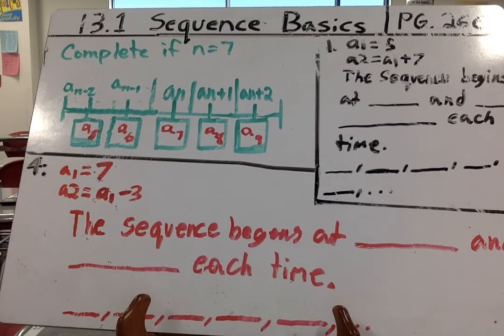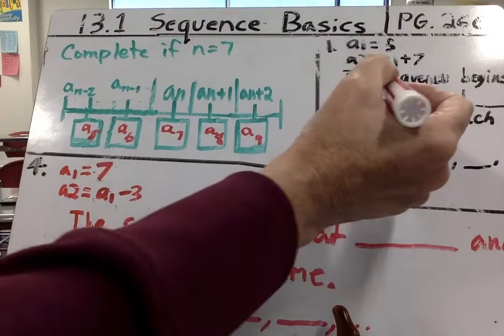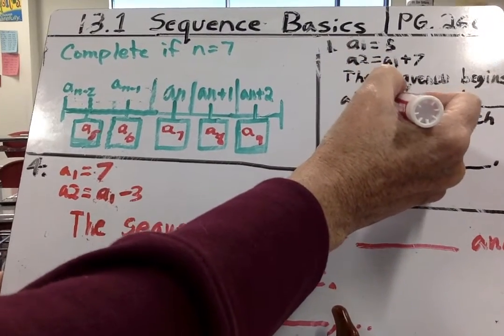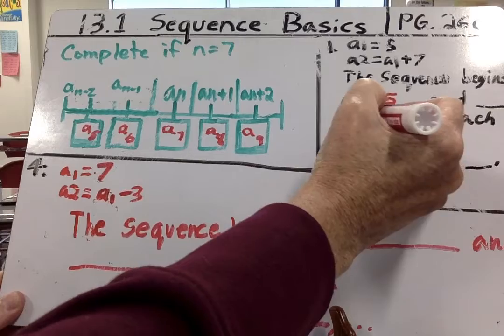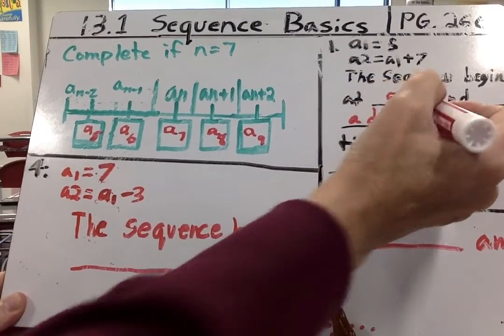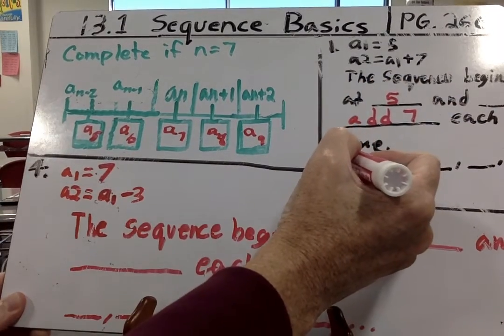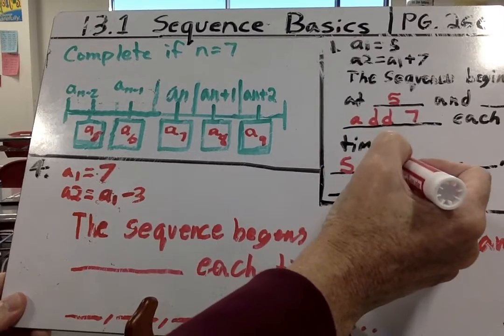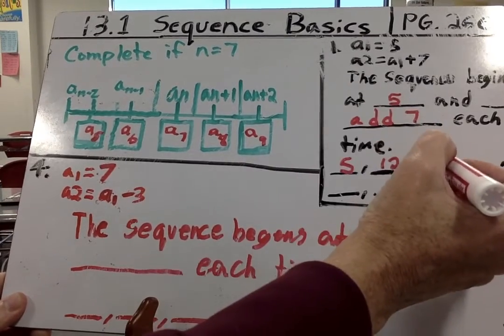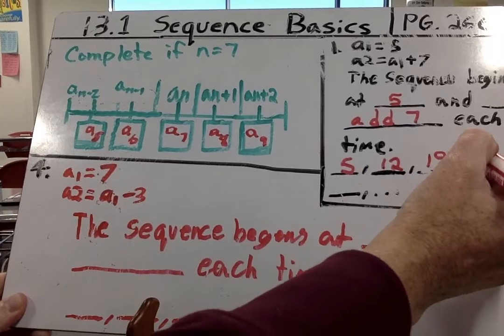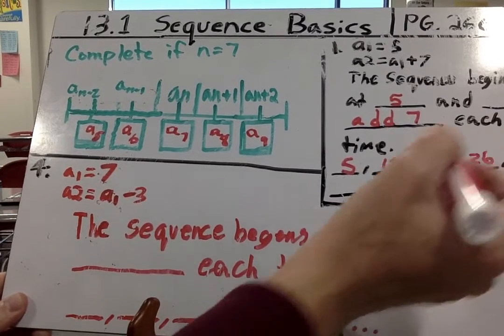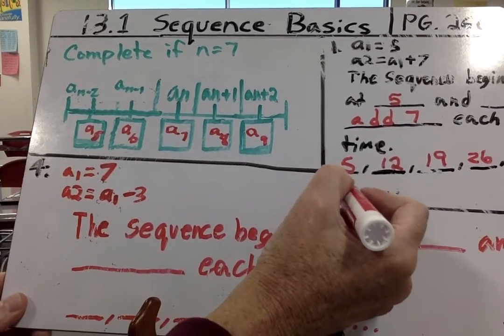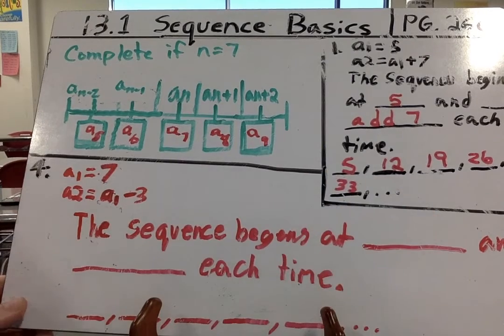So let's go ahead and do number 1. A1 is 5. A2 is A1 plus 7. So the sequence begins at 5 and adds 7 each time. So we start with 5, add 7 is 12, add 7 to that, 19, add 7 to that is 26, add 7 to that, 33, and so on.